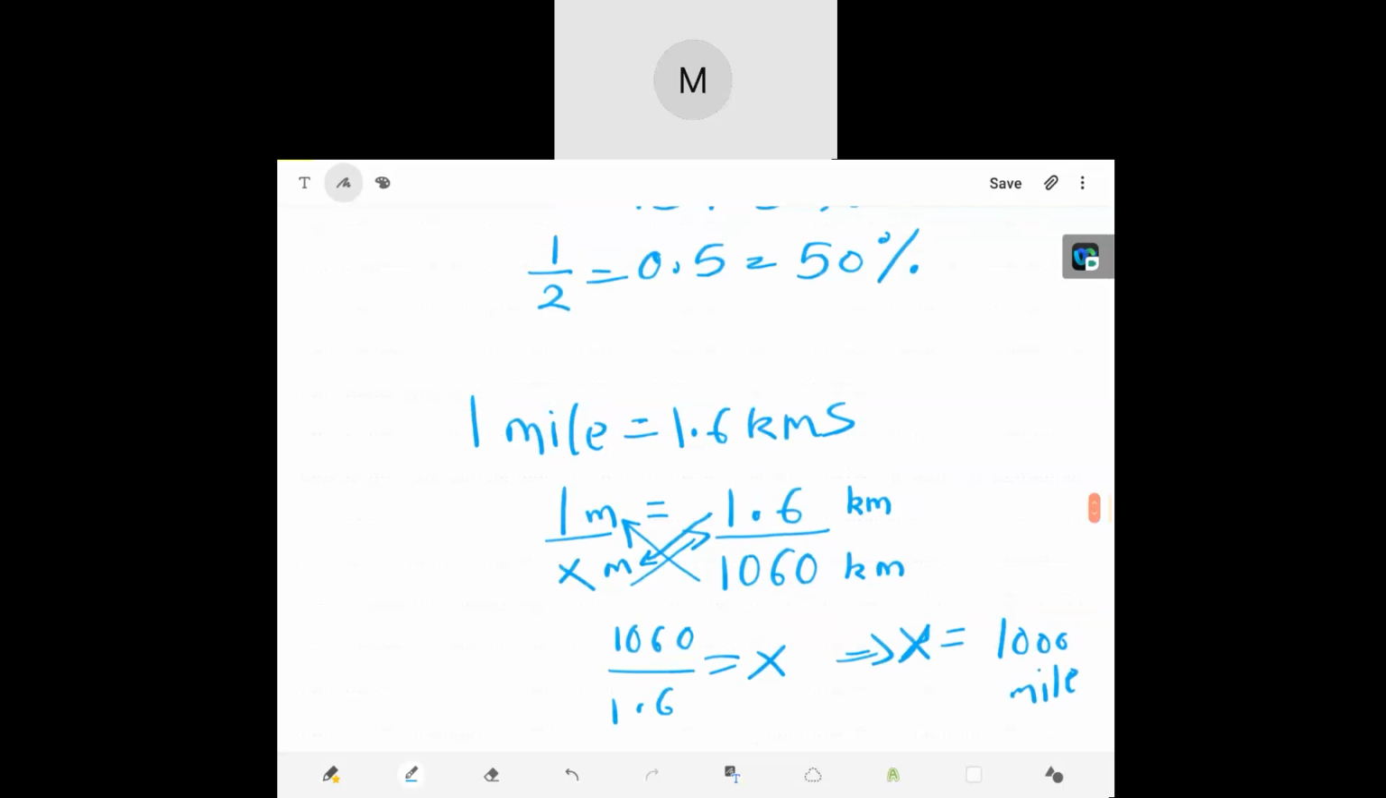In this case, one thing that we need to remember, again, I had 1060 kilometers. So when I divide 1060 by 1.6, the answer would be 662.5, not 1000. That was my mistake. There we go. So that's 662.5 miles.